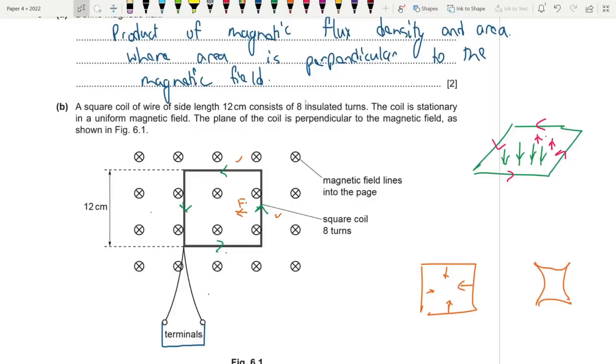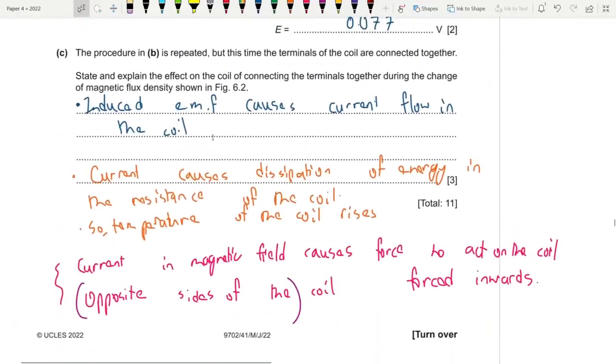Index finger inside, middle finger to the left. The thumb points downwards. Now this side: index finger in, middle finger down, the thumb points to the right. Last section, index finger inside, middle finger to the right, force points inwards. So basically it seems as if the force is trying to pull the square coil inwards. It feels an inwards force, okay?